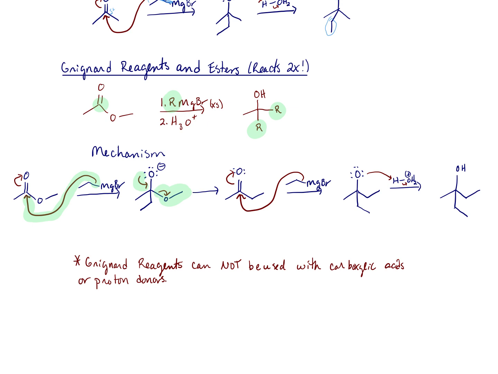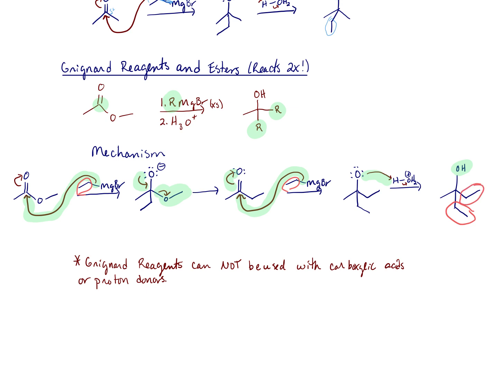So same thing happens as what we just did above. Electrons go here, bounce up, and then the negative charge from the oxygen is going to come and grab that hydrogen. Electrons go back to that, making water, and that's where your OH comes from. So the 2 R groups that you had on your Grignard reagents, so there's 1, there's 2, end up being right here and right here.